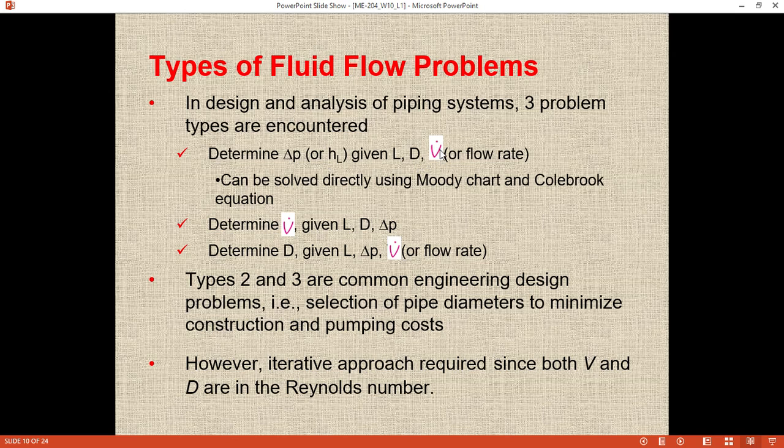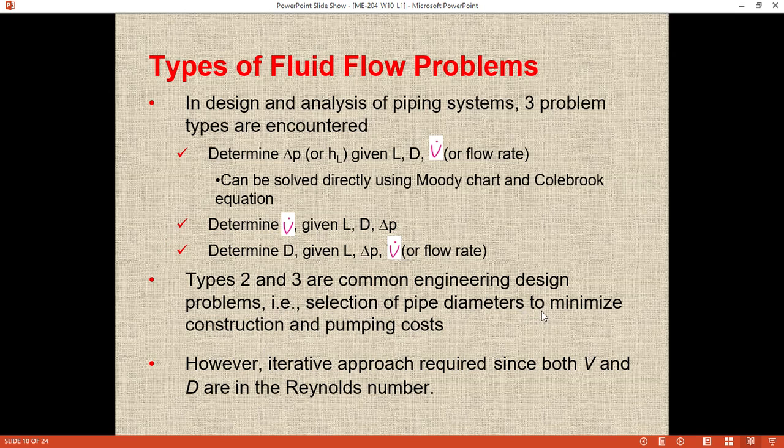We can determine mass flow rate when it is unknown but other information like velocity and area is given. We can also determine volume flow rate when these values are given. These are the types of problems we basically face, and we can find the answer if the information is given. Types 2 and 3 are common engineering design problems.